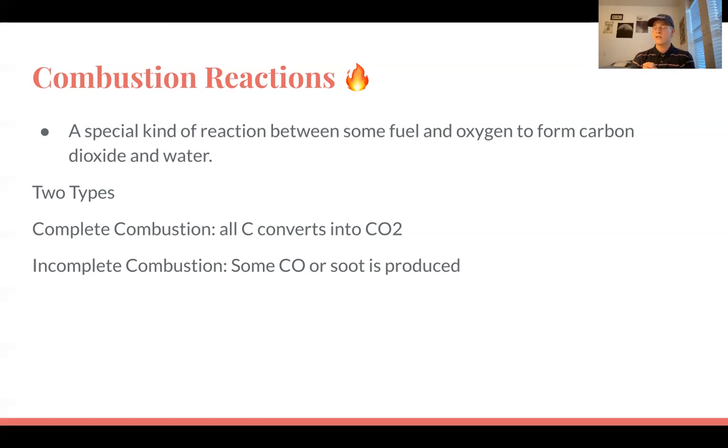In incomplete combustion, we know that some CO or soot is produced, and usually that is derived from the fact that there wasn't enough oxygen when you were burning the fuel, and the lack of oxygen resulted in not being able to produce that CO2 completely. And then obviously, a complete combustion would be that all the carbon is converted into carbon dioxide.